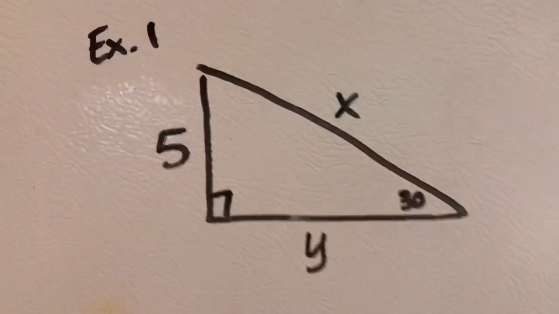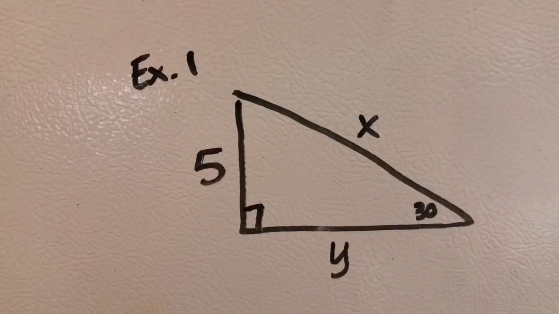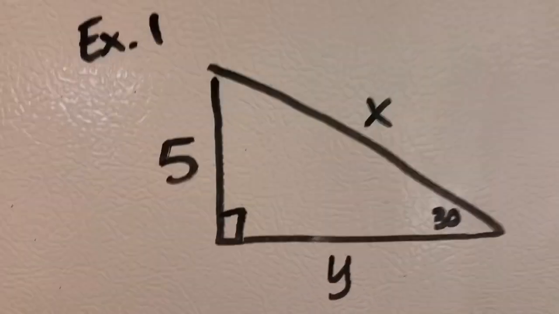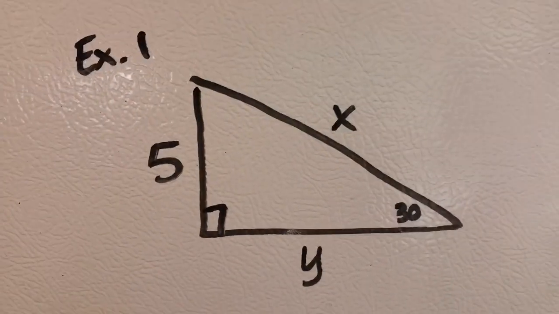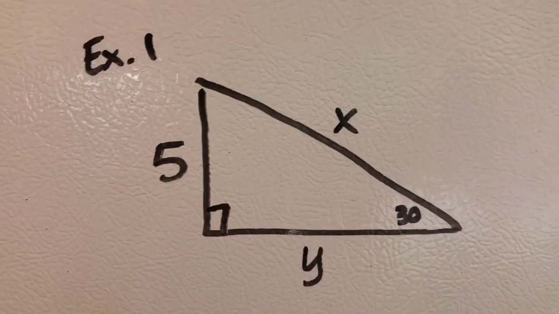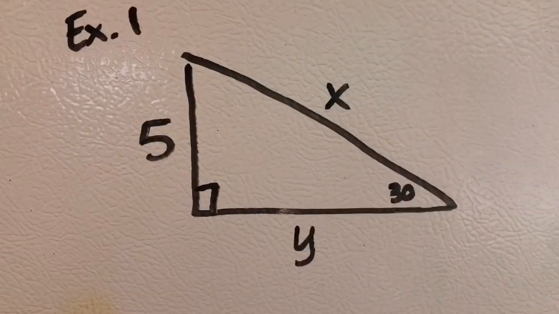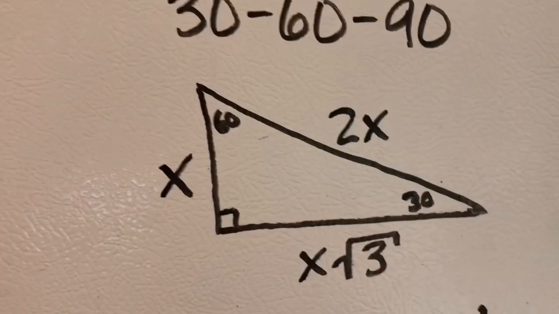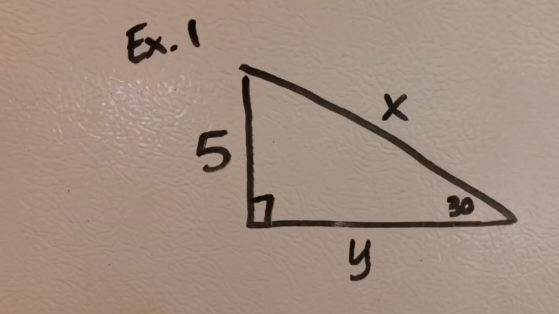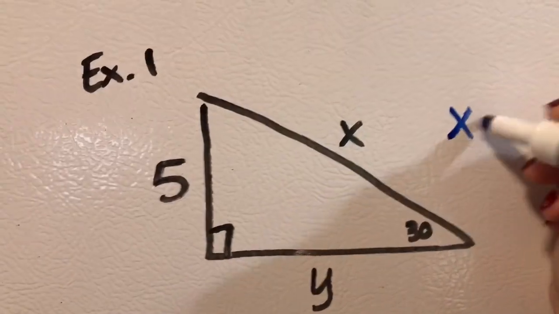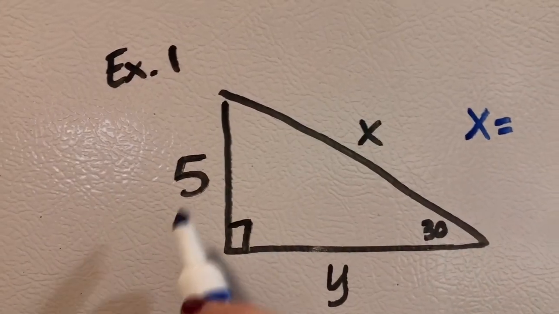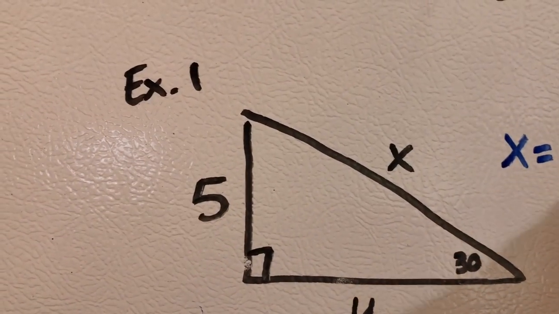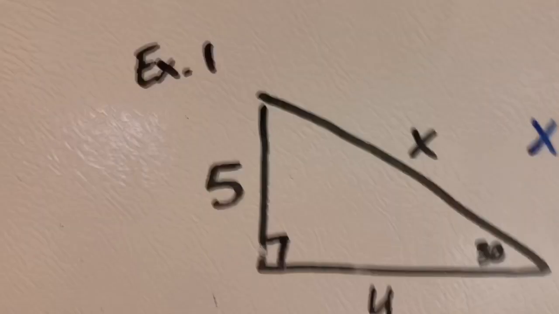So let's look at an example. For example 1, we always want to ask ourselves what leg we have, because if we don't have the short leg, we've got to find it. And for example 1, we have the short leg. So we don't have to find the short leg, and we can go from there and use our pattern. Our pattern tells us that my hypotenuse is just going to be the short leg times 2. So in this case, our hypotenuse is just 10.